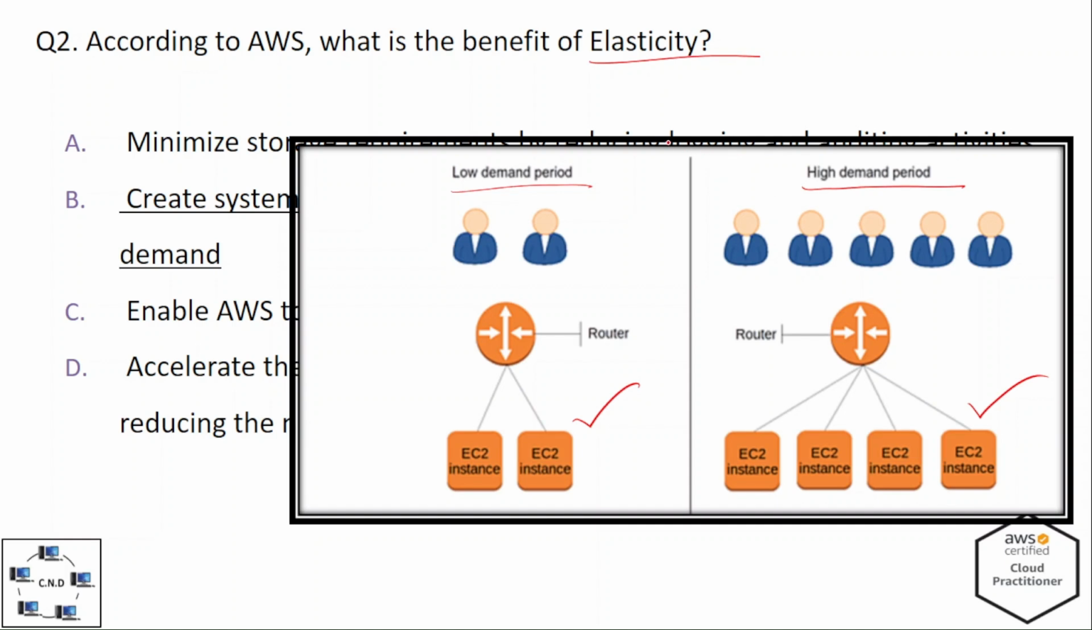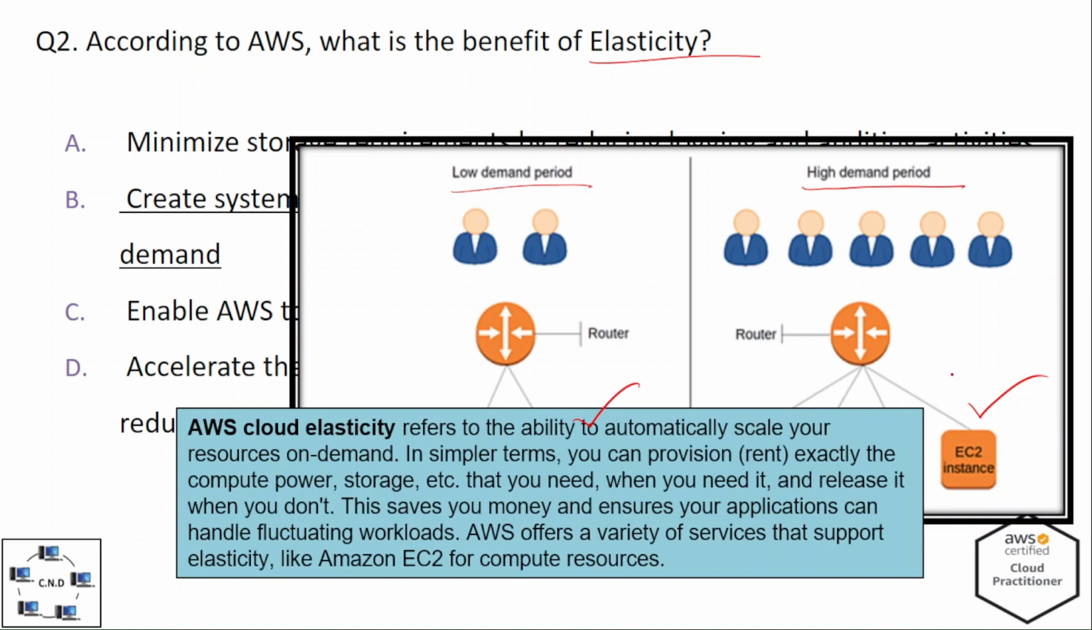And the major benefit of this elasticity is that the user or the application doesn't feel any form of performance degradation because the resources are scaled according to the demands. If the user load or the traffic increases, the application performance does not degrade because the resources are also increased automatically. So AWS Cloud elasticity refers to the ability to automatically scale your resources on demand.